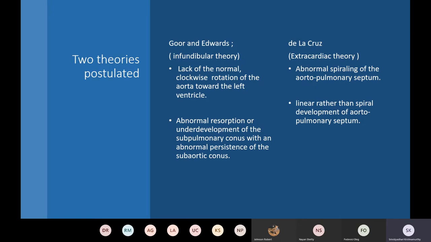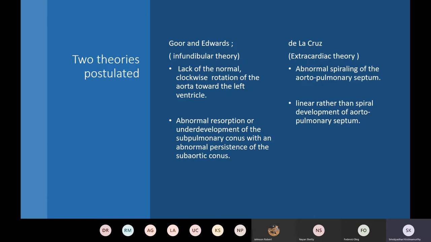Whilst this theory explains quite well the other anomalies that are associated with TGA, like the VSD and of course the double outlet right ventricle, so these are all on a spectrum. TGA is an extreme case of this. It's a spectrum starting from VSD, going on to tetralogy of Fallot, then the double outlet right ventricle, and then the TGA spectrum. So this theory explains that bit. However, it doesn't explain the way the vessels are parallel in TGA.